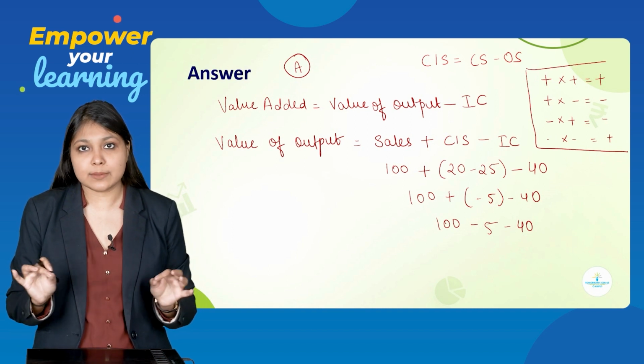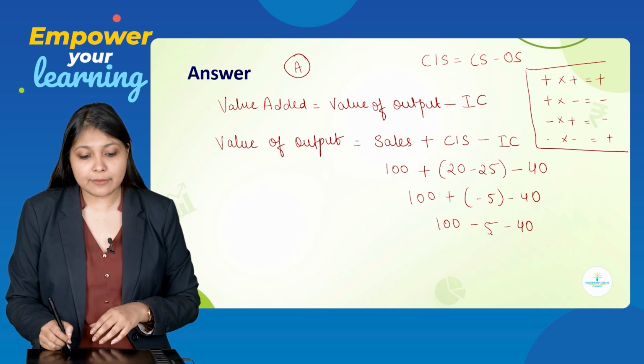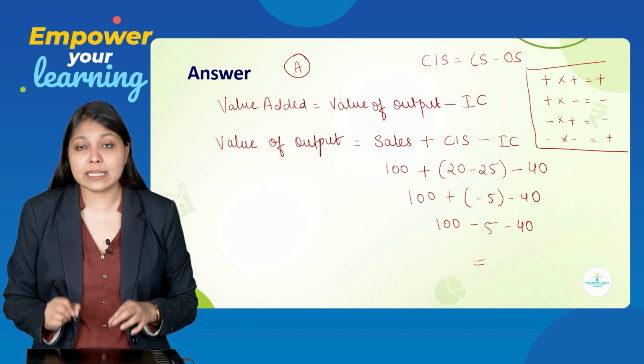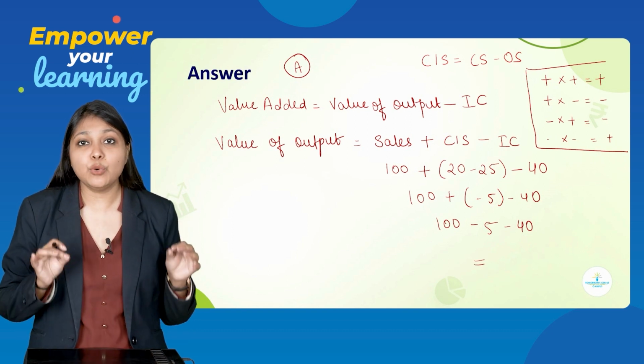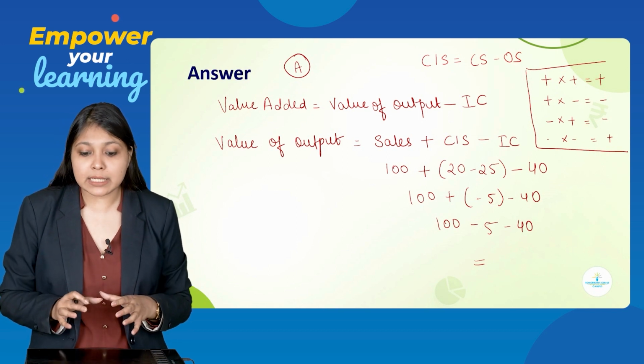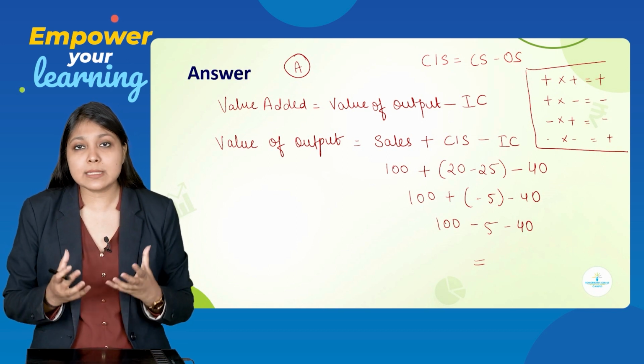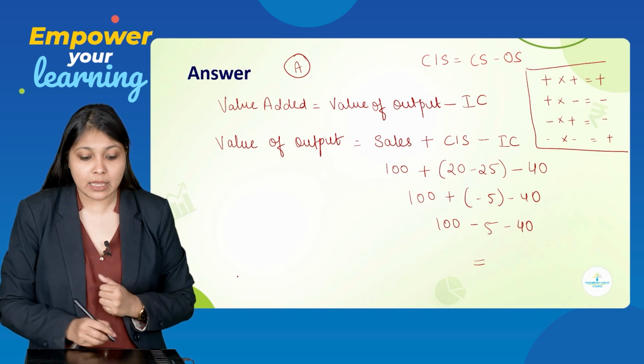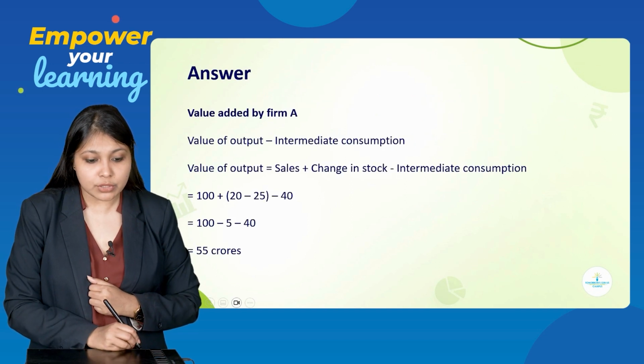You should know this much. Now, you just have to solve it. Whatever the answer you are getting is nothing but your value of output for firm A. Similarly, you will be finding out the same thing for firm B as well. So, let us look at the solution.